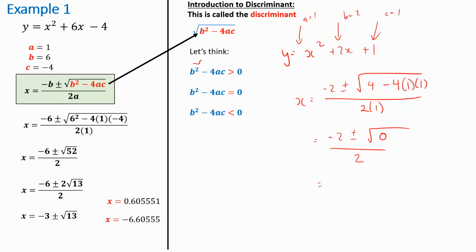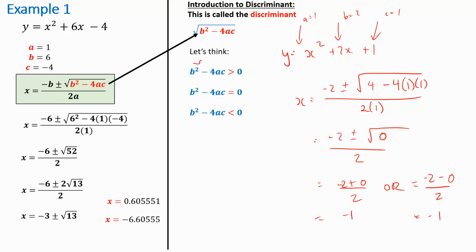Okay, so this is key. You just worked out b squared minus 4ac. If that equals 0, what I just explained is you should only have one intercept. Because logically, if this is 0, negative 2 plus 0 or negative 2 minus 0 is still negative 2. So the two scenarios you get are negative 2 plus 0 divided by 2, or negative 2 minus 0 divided by 2, and that ends up being negative 1 and negative 1. That's why you only get one x-intercept.